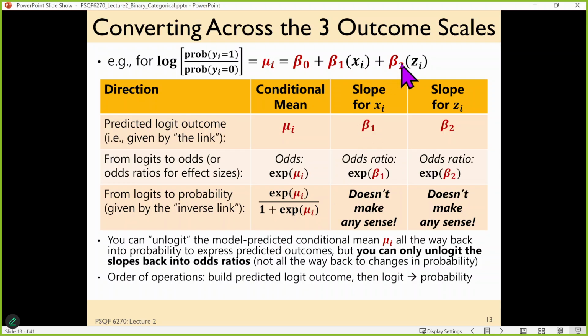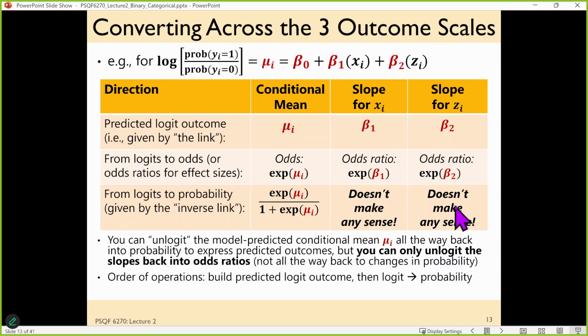For the slopes, though, those can only be taken down to the odds level. So if I have a slope in logits, then I can turn that into something called an odds ratio, which is indeed going to be a ratio of 2 odds. That is going to be an effect size for the slopes. So how the odds changes for one level of a predictor versus another. So we'll see that literally as like a stack of fractions in one of the slides here.